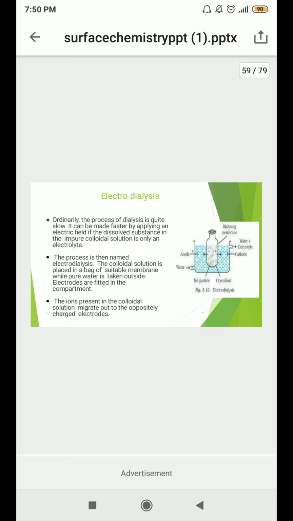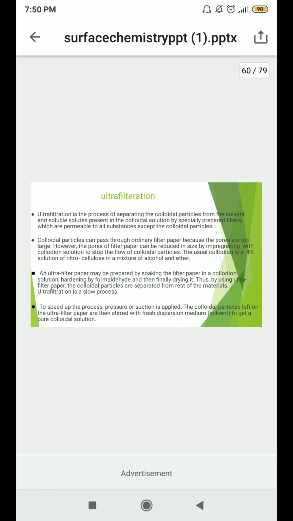Now talking about ultrafiltration, it is the process of separating the colloidal particles from the solvent and the soluble solutes present in the colloidal solution by specially prepared filters which are permeable to all the substances except the colloidal particles. Colloidal particles can pass through ordinary filter paper because the pores are too large. However, the pores of a filter paper can be reduced in size by impregnating it with colloidion to stop the flow of colloidal particles. The usual colloidion is a 4% solution of nitrocellulose in a mixture of alcohol and ether.